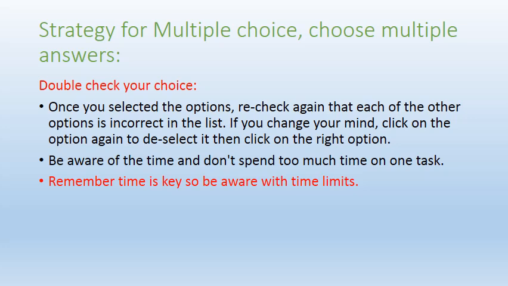Now, the third strategy is to double check your choice. Yes, do not move fast while opting your answers. You need to double check, you need to review that. Once you have selected the option, recheck again that each of the other options in the list is incorrect. So incorrect options you have to remove. If you change your mind, click on the option again to deselect it, then click on the right option. Okay, you have to change your answer if you change your mind.